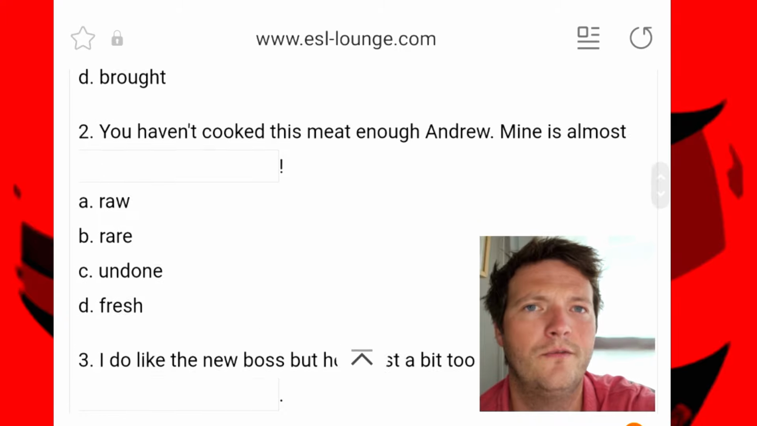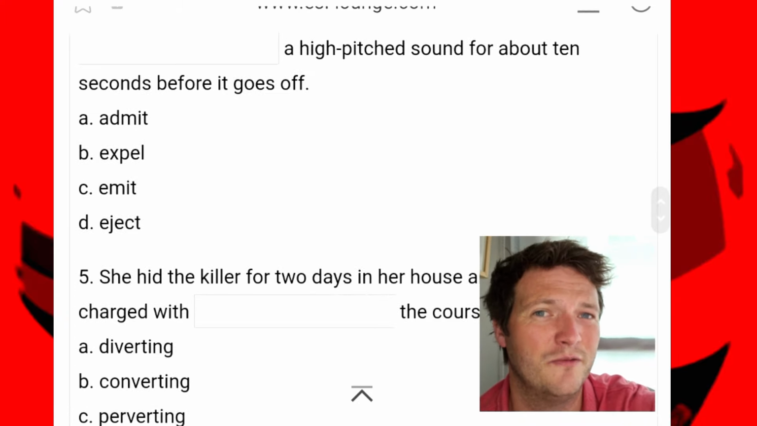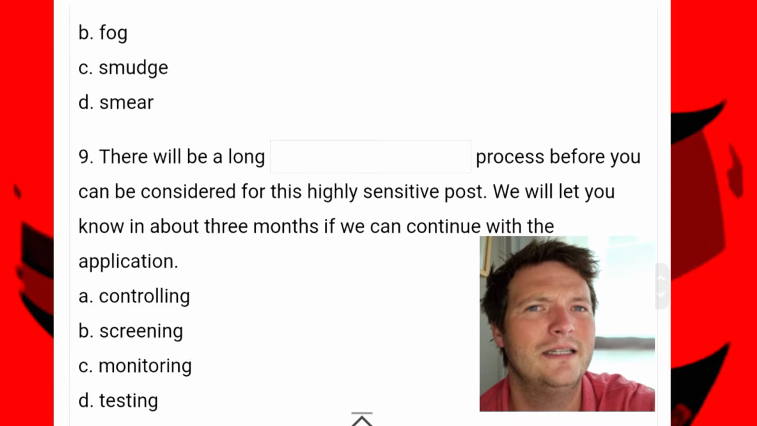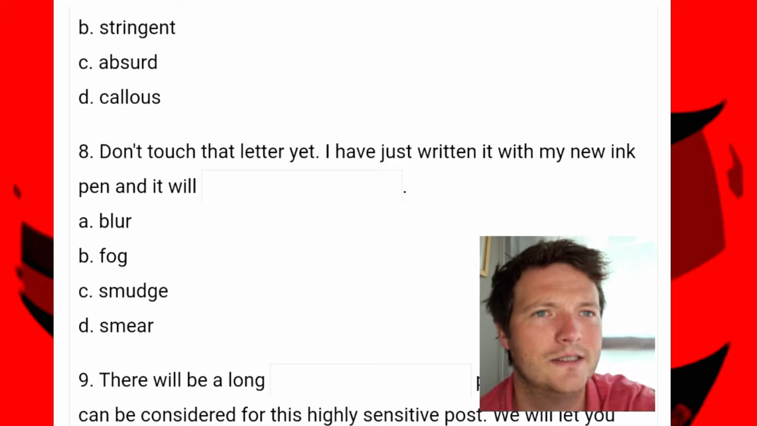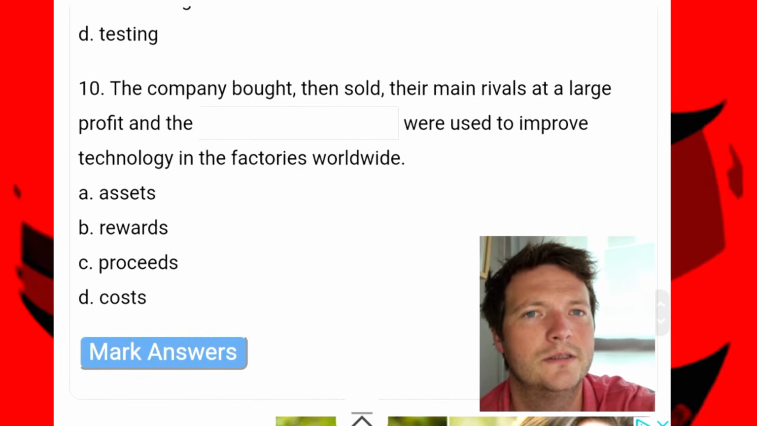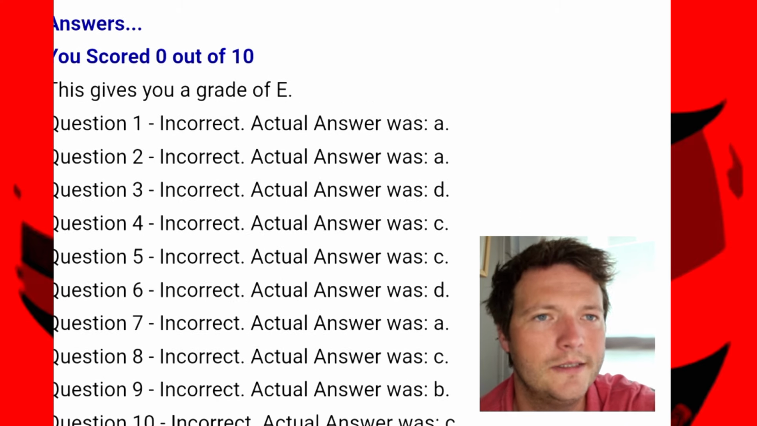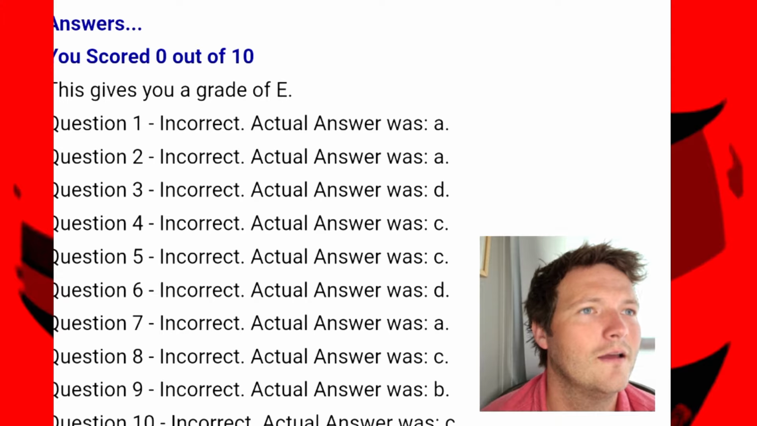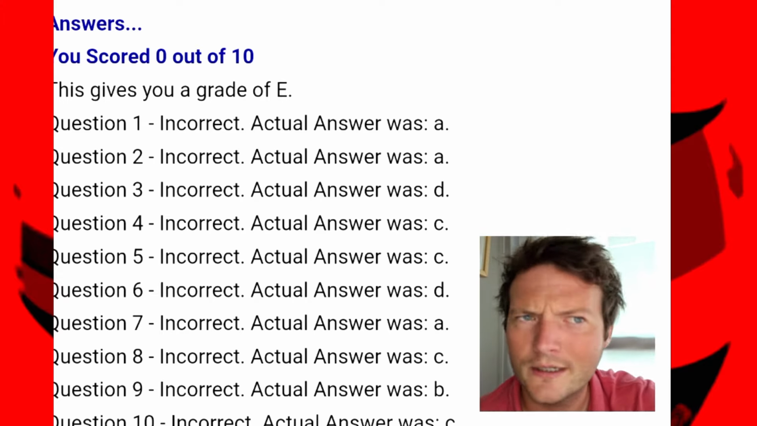Now I'm going to check number 4. I said emit, right? So 4C. I think, was it 8 or 9? No, 8. I said smudge, 8C. So 4 and 8 should both be C. So I'll just check those. 4 is C and 8 is C. No problems. Well, there you go. 50 in 50 minutes, not bad. And I think I got 49 out of 50.